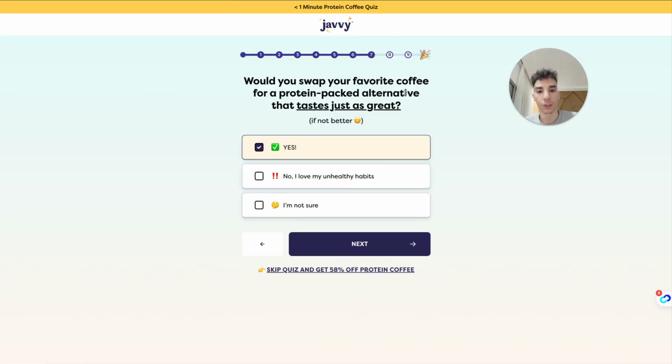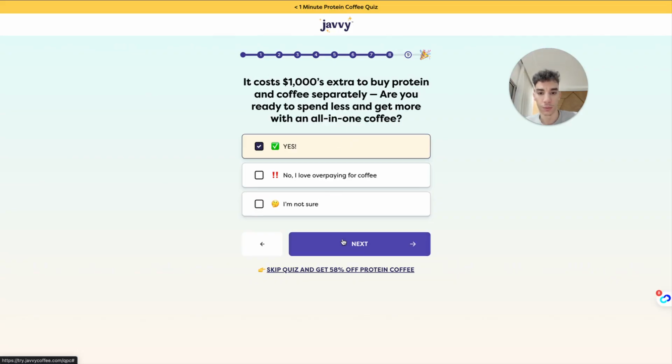Would you swap your favorite coffee for a protein-packed alternative that tastes just as great, if not better? This is good. It costs a thousand dollars extra to buy protein and coffee separately. Are you ready to spend less? So they push you again in a sequence of yes. Are you willing to change?